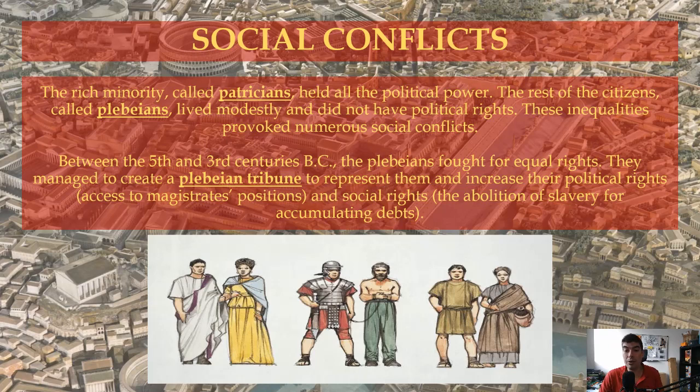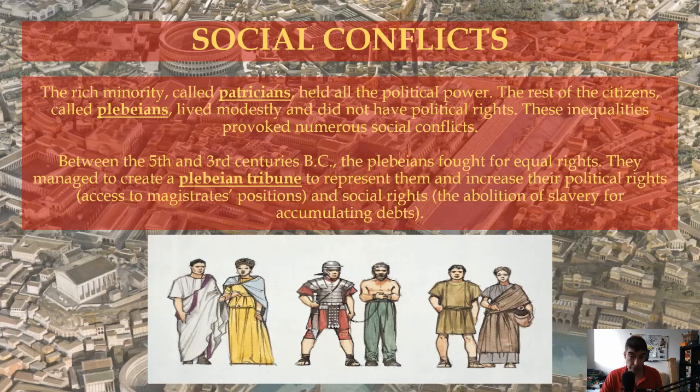So, the social conflicts. There were a lot of social conflicts within Roman society because there was a conflict between the rich minority, the patricians, los patricios, who held all the political power at first, and the rest of the citizens, the common people, called the plebeians, los plebeyos, who lived modestly and did not have so many political rights. And because of this inequality, there were a lot of social conflicts, and the plebeians gained their political rights very slowly.